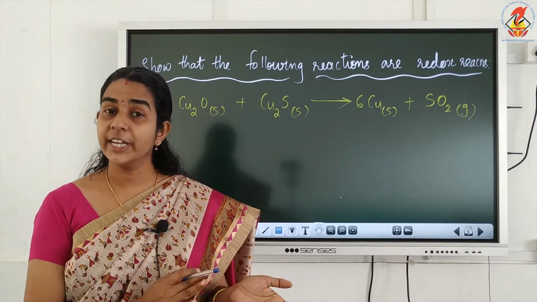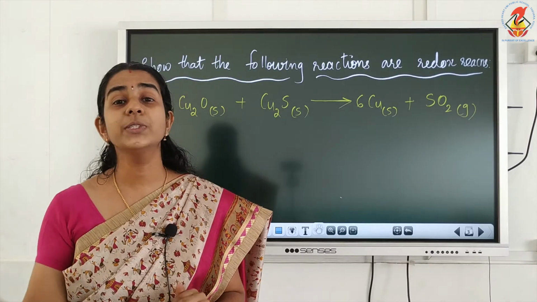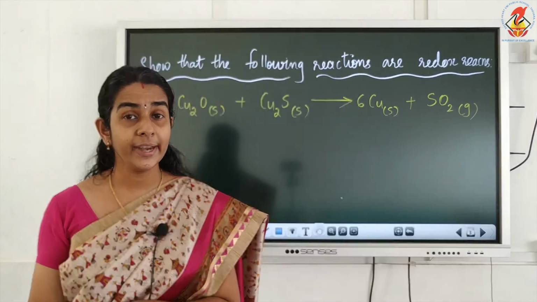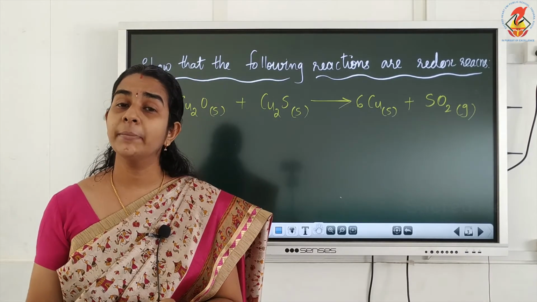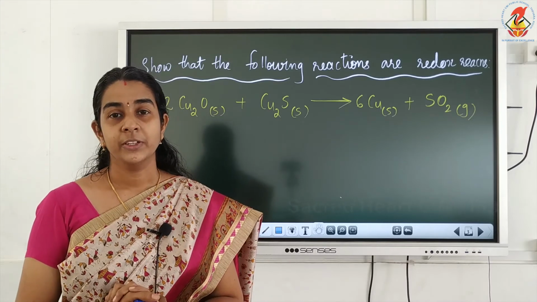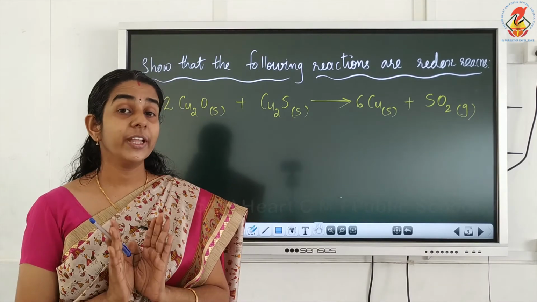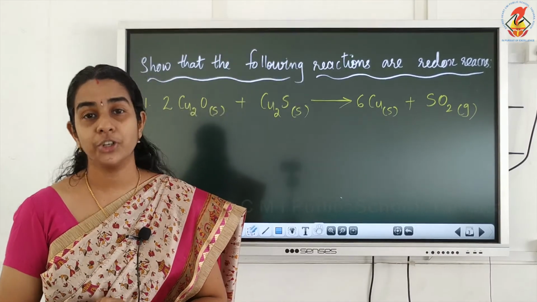We know that oxidation is the losing of electrons. So if an atom or an element is losing electrons, there should be some other atom, element or species to accept these electrons. So oxidation and reduction are complementary reactions. Where there is oxidation, there will be reduction also.